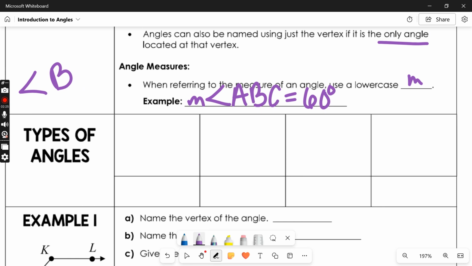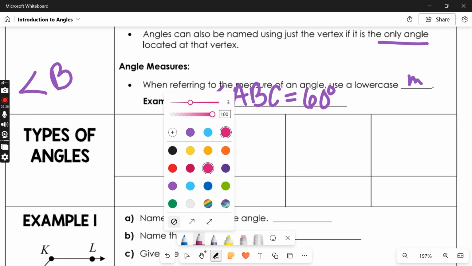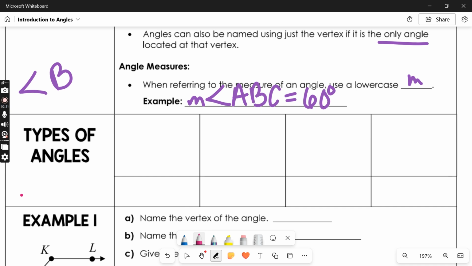All right, we have four types of angles that we're going to talk about today. The first one we're going to talk about is what's called an acute angle. So I'm going to draw a picture here, and I'm going to say it's acute. And the main thing that you need to know about acute angles is that they are less than 90 degrees.